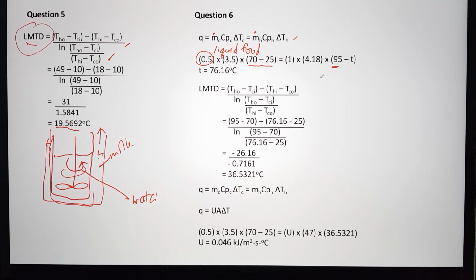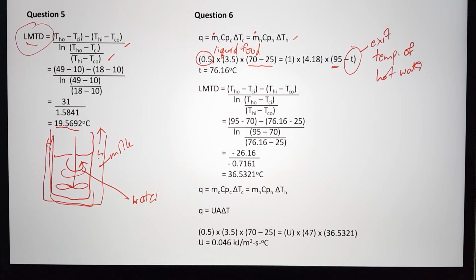Calculate the overall heat transfer coefficient if the area of heat surface for this exchanger is 47 meters square. The first thing you need to do is find the exit temperature for the hot water. How to do that is by applying the mass and energy balance equation, Q equals mCp delta T.